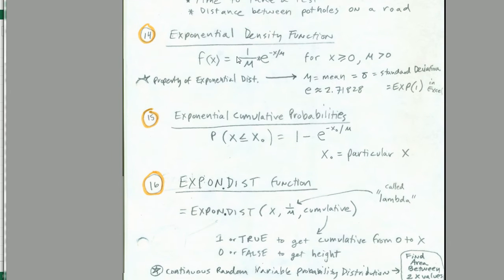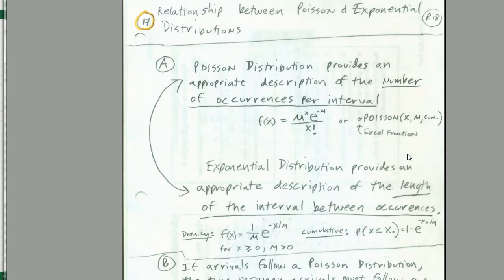Here's our exponential density function. That calculates the height of the curve. If we use EXPON.DIST, we put a 0 to plot our curve. If we use the exponential cumulative probability formula, there it is. In EXPON.DIST, if we use a 1, it'll calculate cumulative probability from 0 to x.